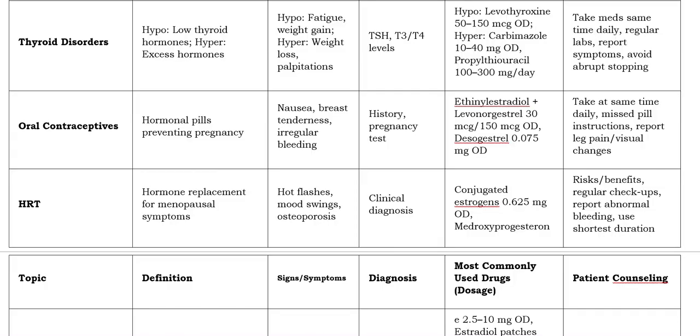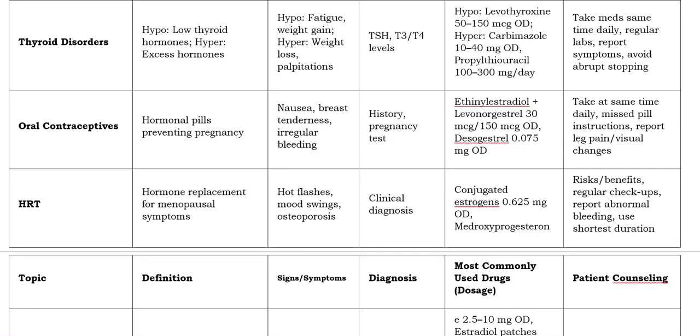Shifting focus to reproductive health, oral contraceptives, OCs, hormonal pills preventing pregnancy. Common side effects listed? The source lists common, usually mild ones: nausea, breast tenderness, and irregular bleeding, especially initially. Diagnosis involves history and ruling out pregnancy. Exactly. Thorough history for contraindications and a pregnancy test before starting. Examples listed include combination pills like ethinylestradiol plus levonorgestrel, and progestin-only pills like desogestrel.